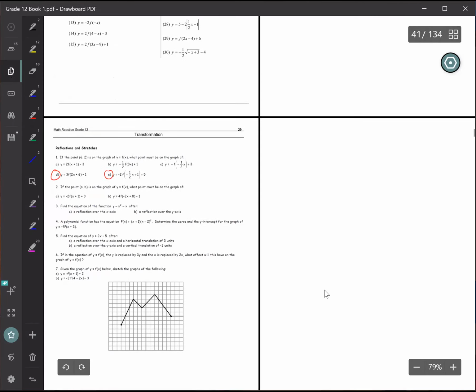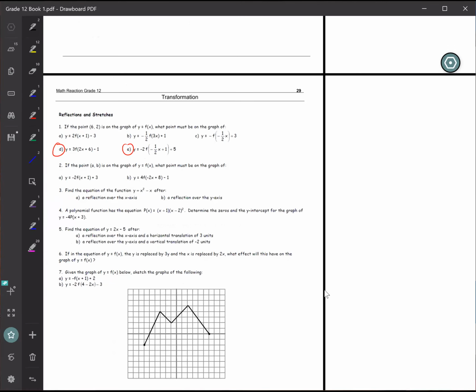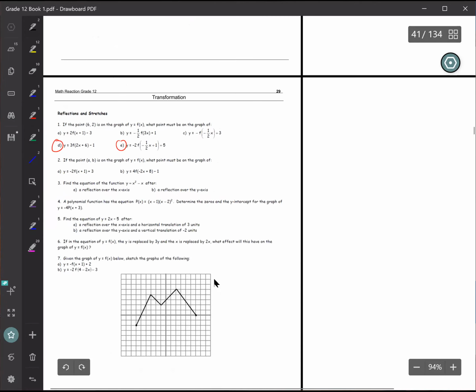All right, so question 1D. If you got these two wrong, you can start the corrections. Can you raise your hand if you got 1D or E wrong? Either D or E.